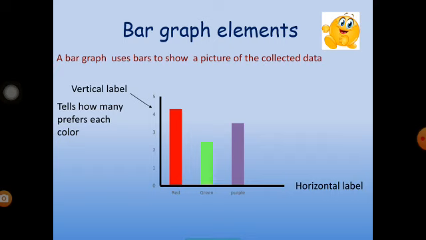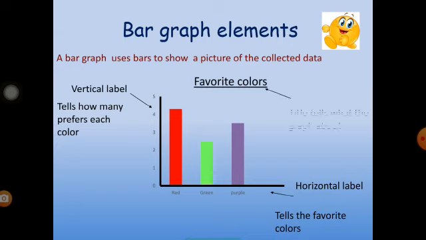I also have another line. This one is called the horizontal label. It's called what? Horizontal label or horizontal line. It tells me what, this line? It tells me the favorite colors. So, my favorite colors on this graph: red, green, purple. It tells me what the graph is about.